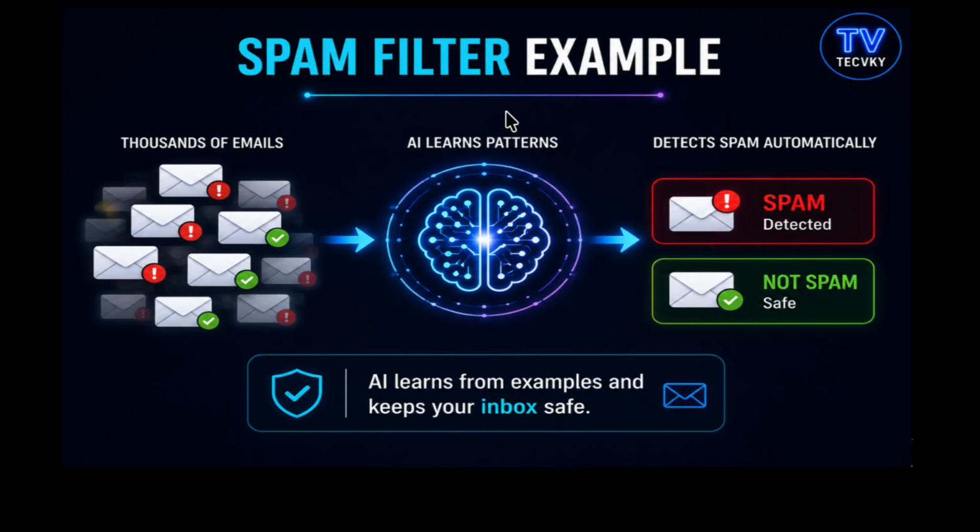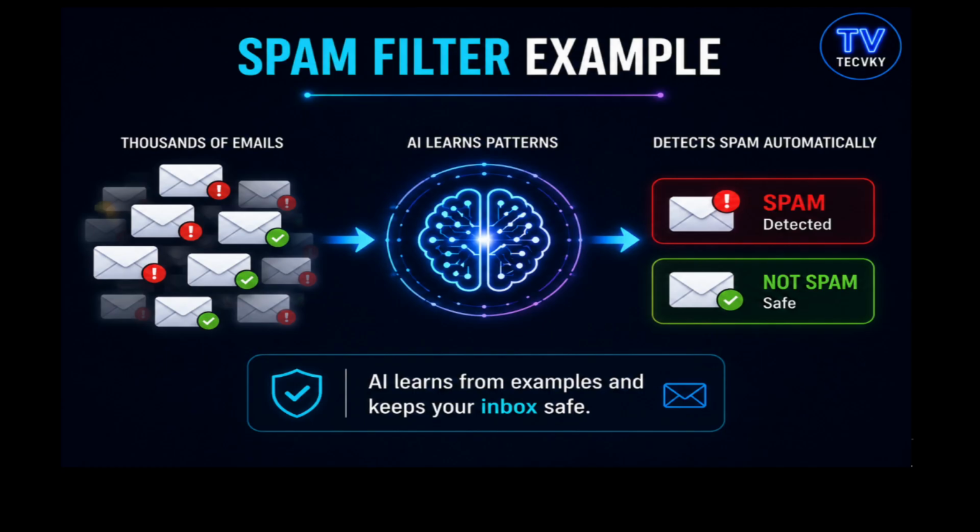Every day, email providers receive millions of emails. Some are legitimate messages from friends, colleagues, or businesses, while others are spam emails containing advertisements, scams, or phishing attempts. To solve this problem, a machine learning model is trained using thousands or even millions of emails that have already been labeled as spam or not spam.